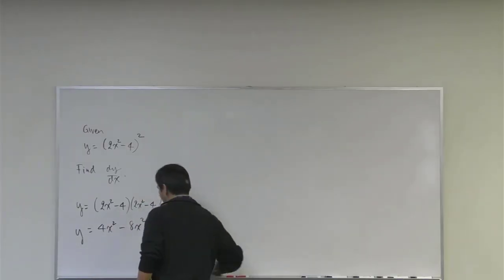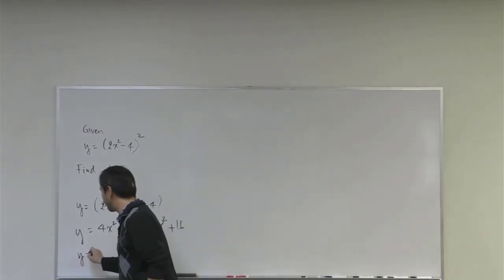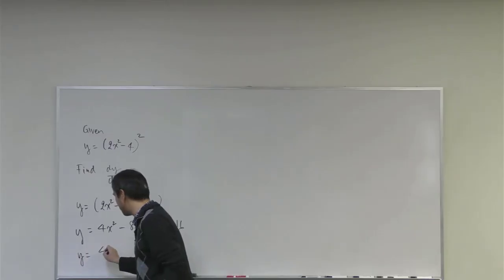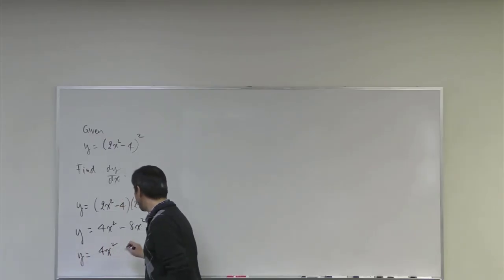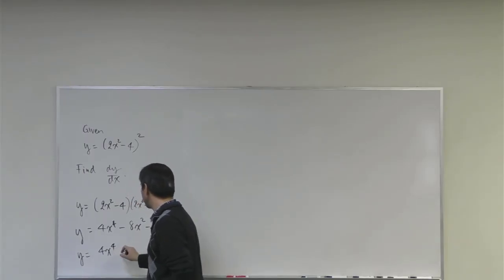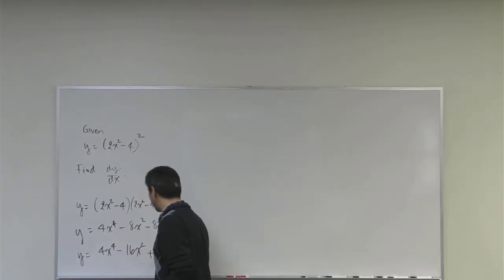So combining the like terms together, our final function here before taking the derivative is going to be 4x squared. I mean, x to the 4th, it should have been here. Okay? 4x to the 4th. And then minus 16x squared, right? And plus 16 right there.